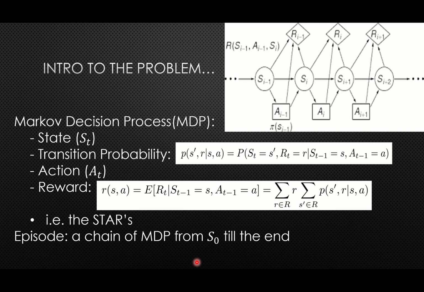Our problem, as many other such problems, can be modeled by the Markov decision process. When we are at state Si-1, our current policy pi Si-1 suggests we take the action Ai-1. And then we immediately get the reward Ri-1, and we wind up with the new state Si with a transition probability P. An episode is a chain of the Markov decision process from S0 up until the end.